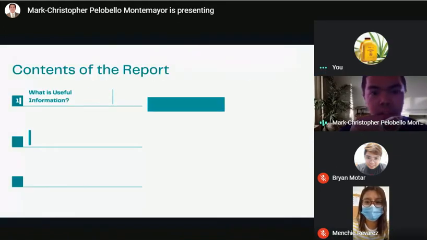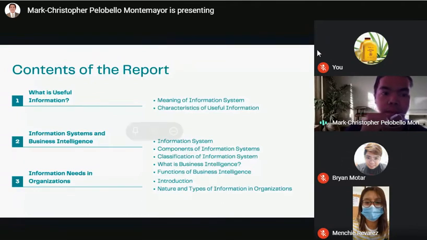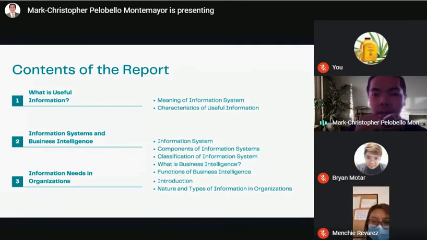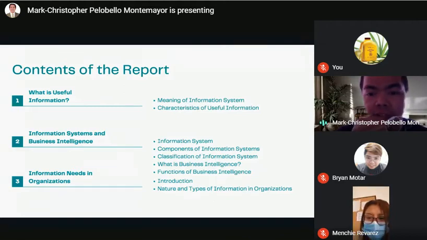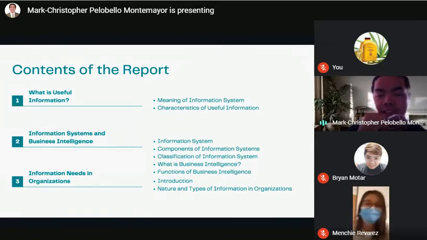My topic, or the contents of my report, will be, number one, what is useful information, under which we have the meaning of information system and characteristics of useful information. The second subtopic is information systems and business intelligence, under which I will be discussing information system, components of information systems, classification of information system, what is business intelligence, and lastly, the functions of business intelligence.